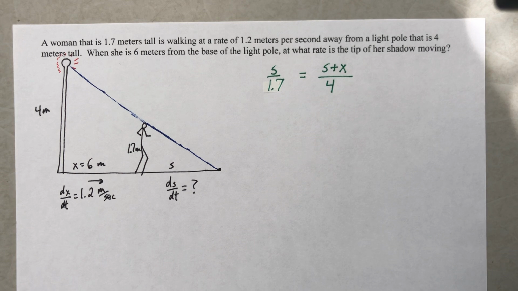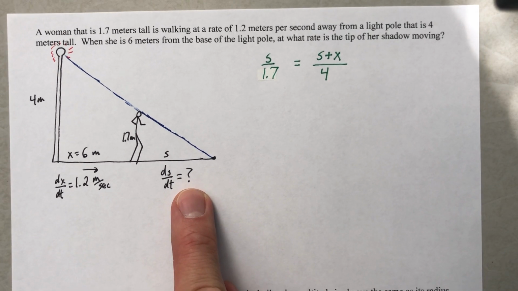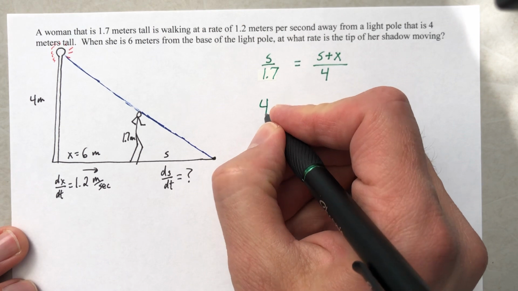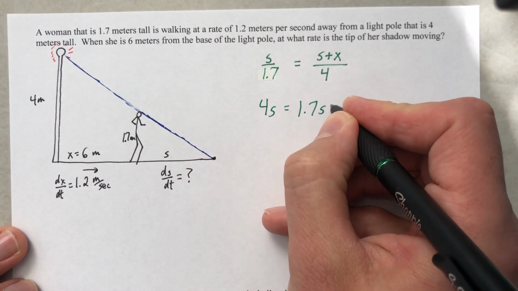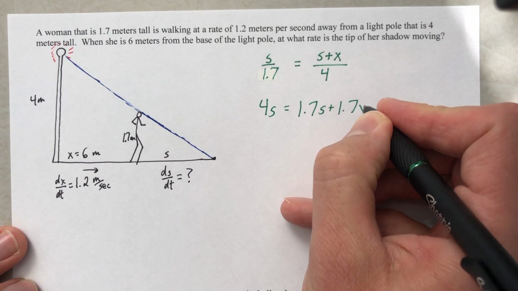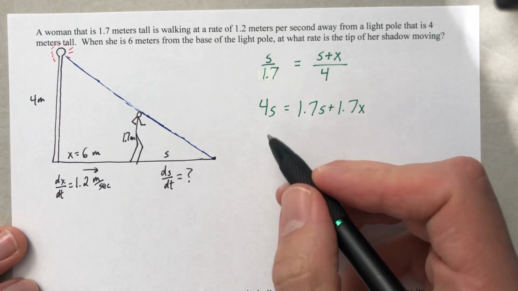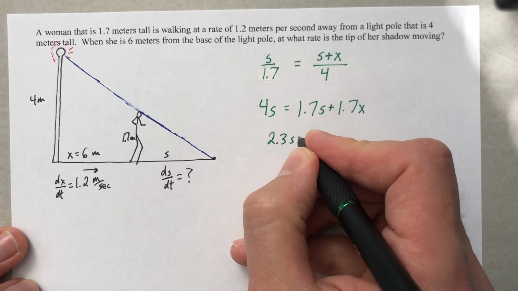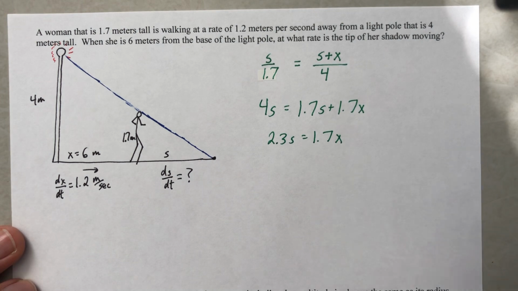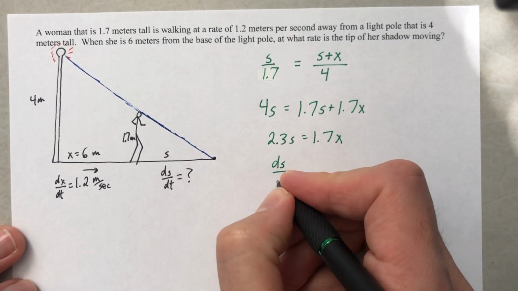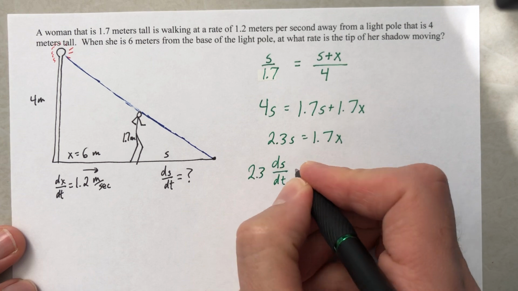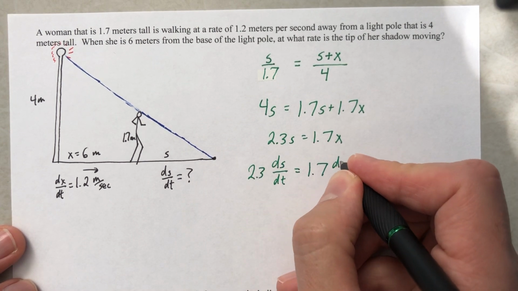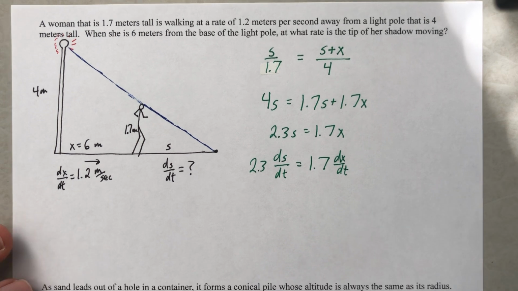Let's cross multiply, and when we do that, then we'll take the derivative and we'll have some stuff to deal with, and then we'll actually answer the question, which is not this. That was my thought process just a couple minutes ago. So cross multiplying, 4s equals 1.7s plus 1.7x, and we'll get our like terms together. We'll do 4 minus 1.7. It's going to give me 2.3s, and that is equal to 1.7x. Let's take the derivative. So 2.3 ds dt equals 1.7 dx dt. And we can start plugging in some numbers.